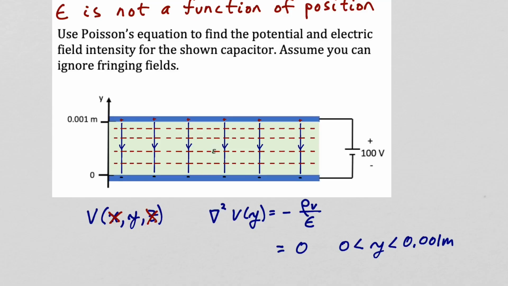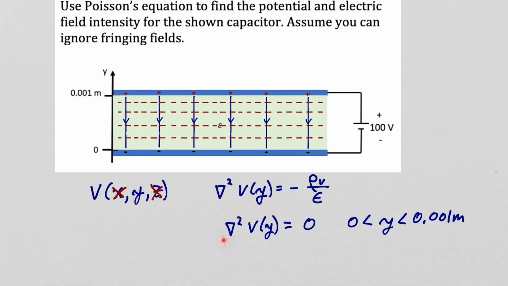This is a second order differential equation, so we will need two boundary conditions, and we have those two boundary conditions. The potential at y equals 0.001 meters is 100 volts, and the potential at y equals 0 is 0 volts. Now let's look up the form of the Laplacian in Cartesian coordinates.